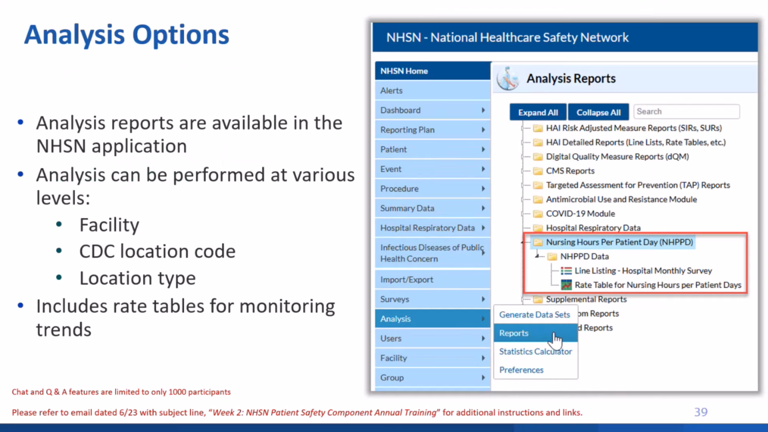And to run reports, you click analysis and reports, and this screen will come up, and you will select what report you want to run and modify. So you can run analysis by facility, by location code or location type. And we also have rate tables available for you.